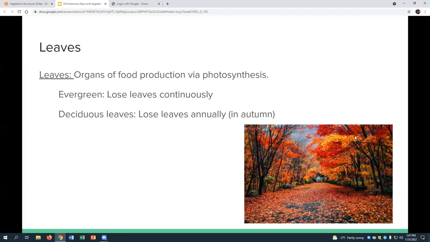The deciduous leaves are lost annually. So in the fall, when the leaves turn colors and they all fall off, and then we just have the bare trunk with twigs, those are deciduous trees.